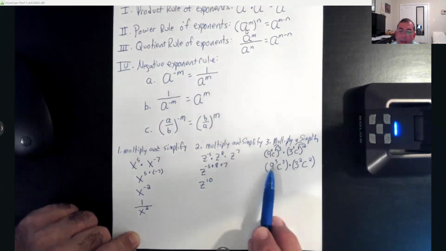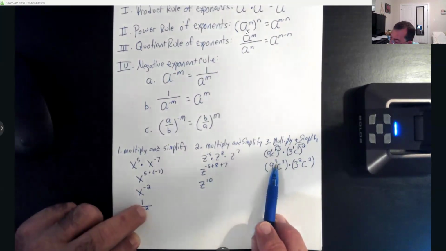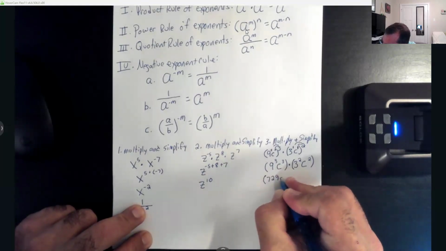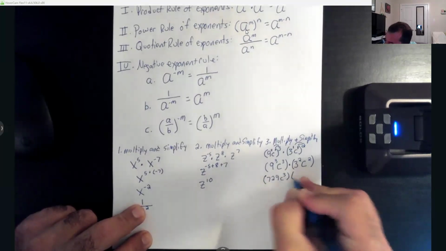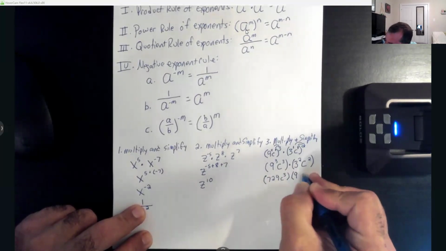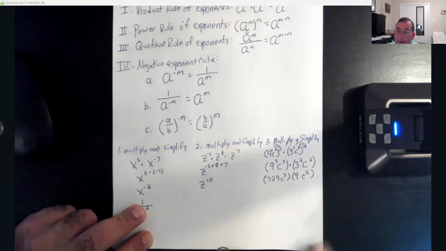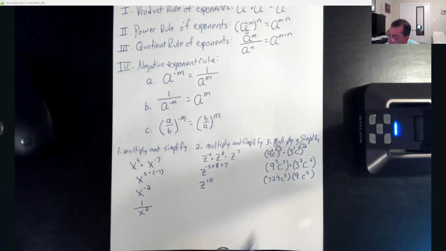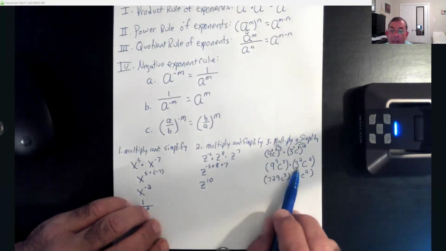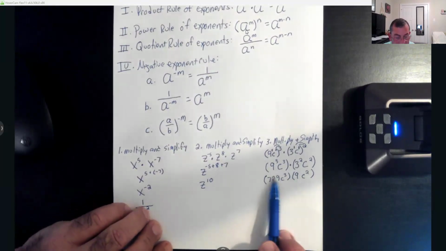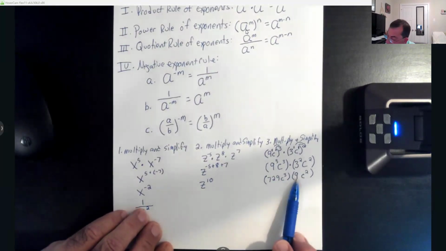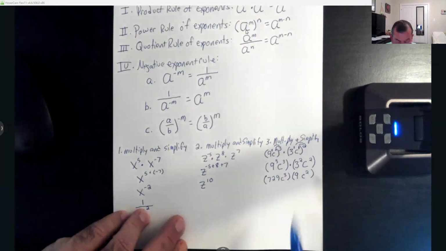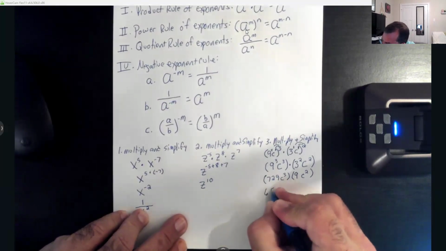All right, y'all, at this point, 9 to the third power would give you 729. c to the third. 3 squared is 9. And then I got my c squared. So all I did on that step, I just evaluated what these numbers are going to equal. Because y'all, my last step is multiplying here. So the 729 times 9 gives me 6,561.